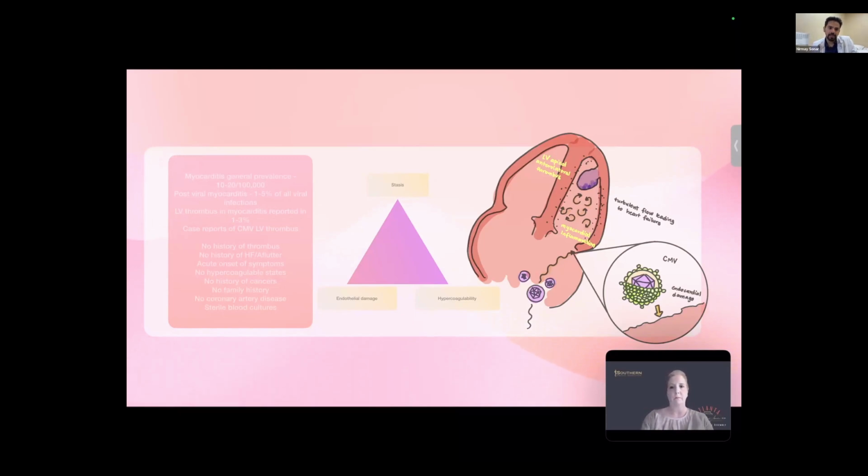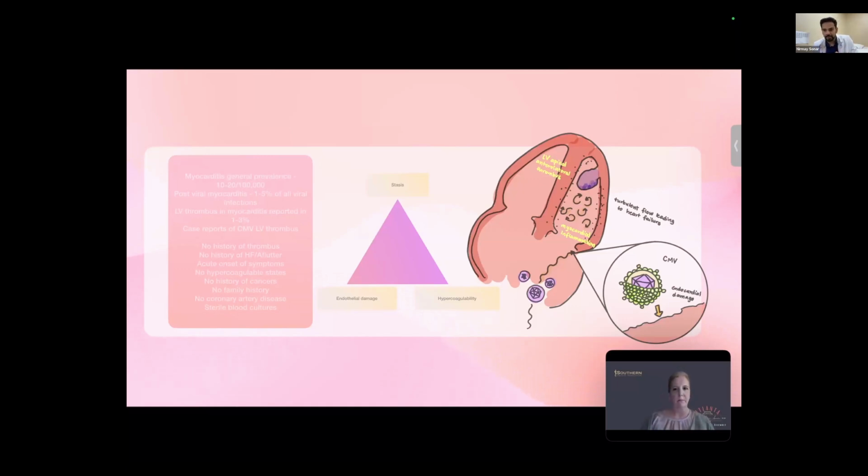Myocarditis basically affects 10 to 20 people per 100,000. Post-viral myocarditis accounts for only 1 to 5% of those patients. Having a thrombus in post-viral myocarditis has only been seen in case reports. It's extremely rare. But usually, we look at the common things being common. There's no history of thrombus. She doesn't have a history of heart failure or A-flutter. Again, this is all new, acute onset.